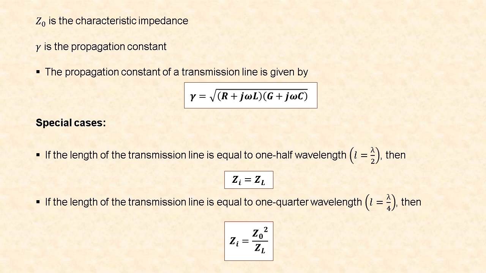Suppose the length of the transmission line is equal to one half wavelength, that is L = λ/2, where λ is the wavelength. Then the input impedance will be equal to the load impedance, Zi = ZL. Suppose the length of the transmission line is equal to one quarter wavelength, that is L = λ/4. Then the input impedance is Zi = Z0²/ZL, where Z0 is the characteristic impedance.